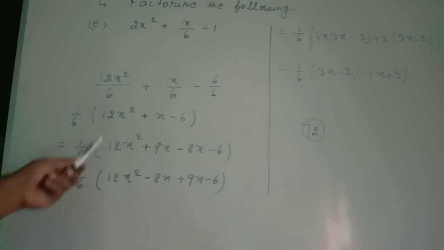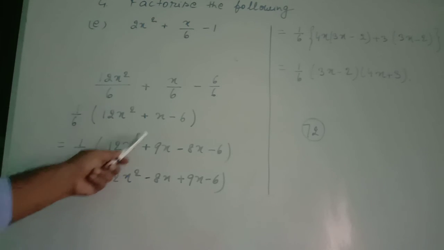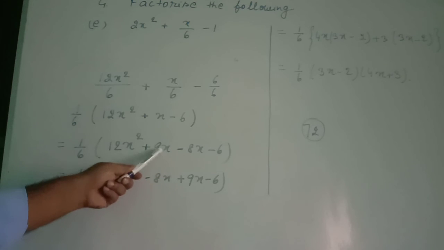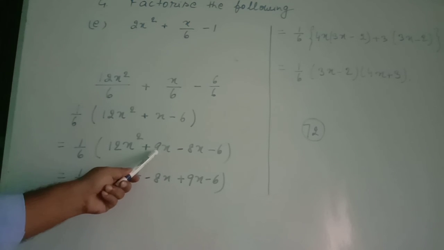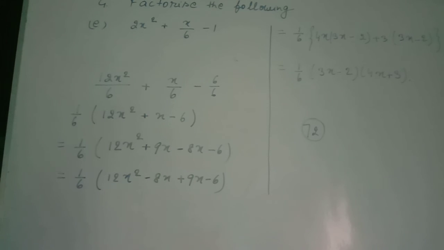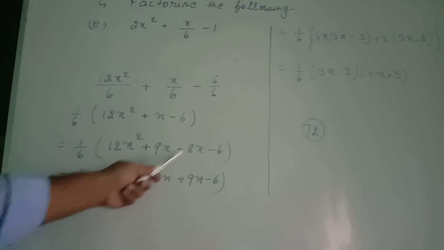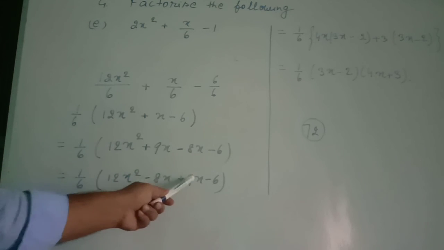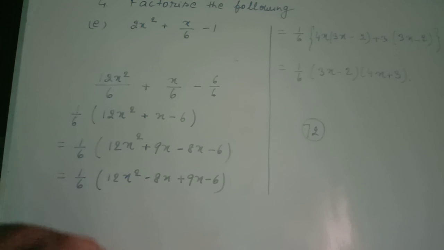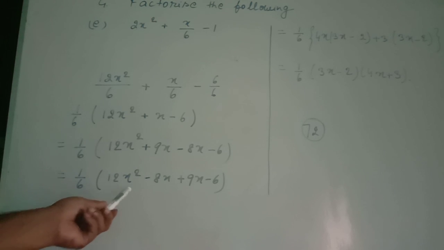For that I wrote 1 by 6, this is carried here, 12x square, this x I wrote as plus 9x minus 8x. So x we are getting, and the product of the coefficients 9 times 8 is just 72, minus 6 equal to 1 by 6 into 12x square minus 8x plus 9x. I arranged the group. Without arranging also you will find the answer comes the same, but I arranged the group.